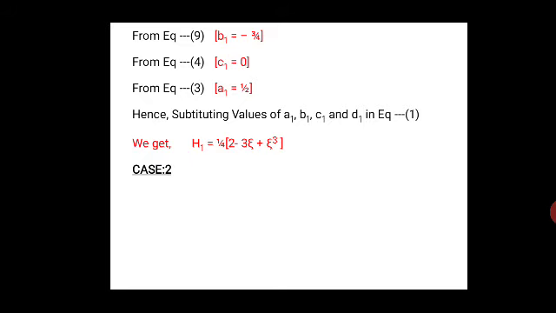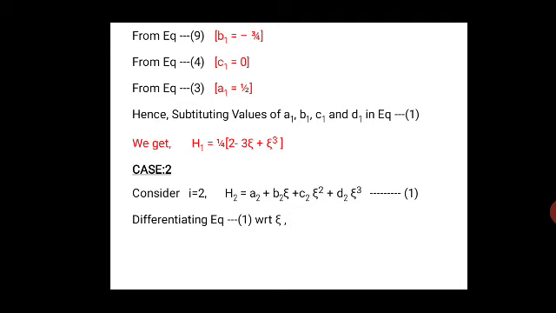Similarly, for the second Hermite-Shape function, we consider i is equal to 2. Substituting i is equal to 2 for all ai, bi, ci and di, we have h2 is equal to a2 plus b2 zeta plus c2 zeta square plus d2 zeta cube. Consider this as equation 1. Differentiate the above equation with respect to zeta. Then we have h2 dash is equal to b2 plus 2c2 zeta plus 3d2 zeta square.